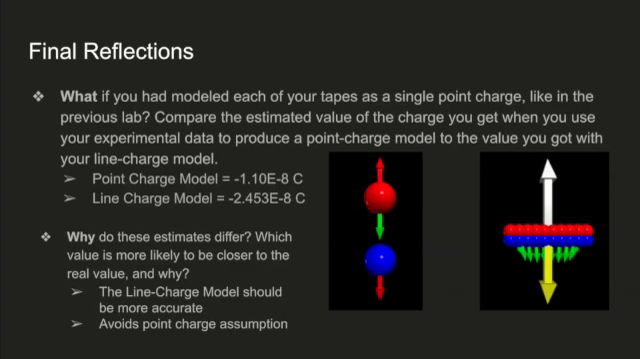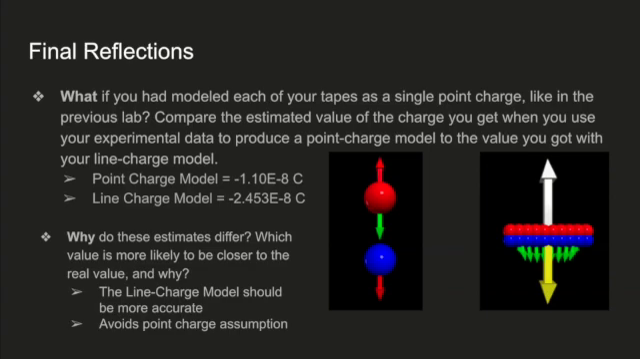And the second question is, why do these estimates differ, and which value is more likely to be closer to the real value? The line charge model should be more accurate for sure, because the line charge model takes into account the effect of the whole line of tape having different electric forces, and a stronger electric force from the middle of the tape as it's closer in distance to the point of interest, which is the top tape, versus the edges of the tape, where the distance away is going to have a great effect on the electric force, as the distance's relation to the electric force is 1 over r squared.